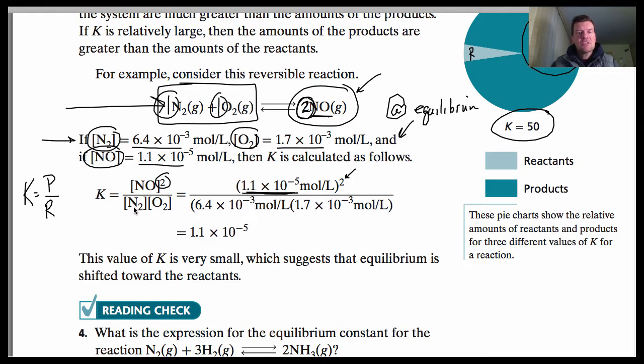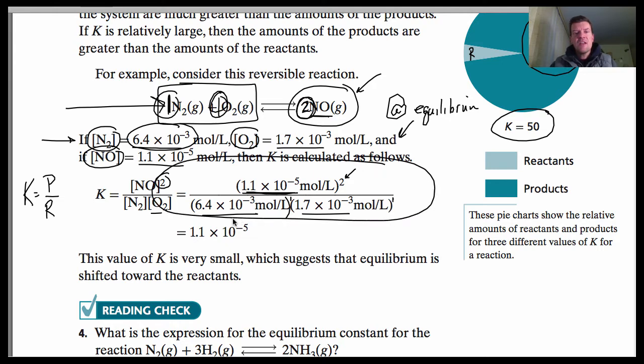Then you take the concentration of nitrogen, N2, and raise it to its coefficient, power of just 1. So we are told the concentration of nitrogen is 6.4 times 10 to the negative third. And we do the same thing for oxygen. It just has a coefficient of 1 as well. Okay? So if you want, these are raised to the first power. You calculate this value right here, and you get 1.1 times 10 to the negative 5. Well, that's a tiny number.